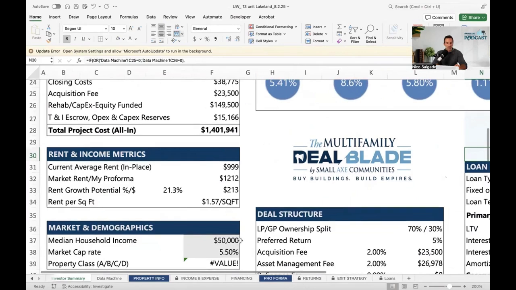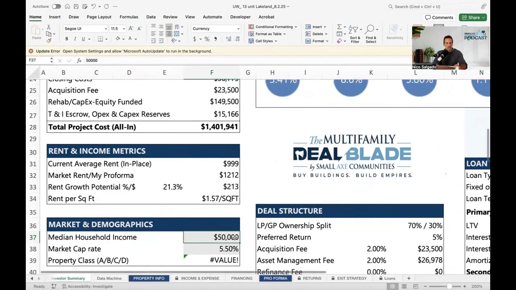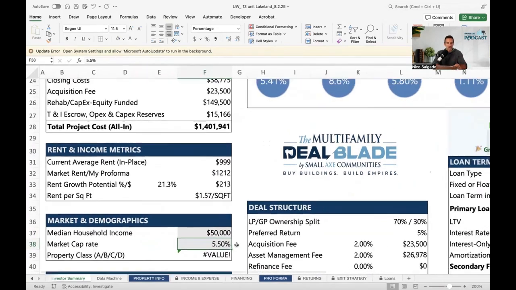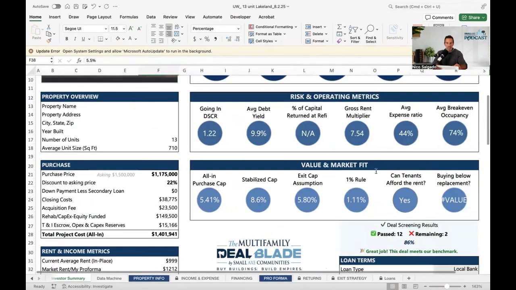You have to input that yourself. You get it from FFIEC or GeoMap, and you put in that median household income. If they can afford the rents, it's going to say yes. If they can't, it's going to say no. What is today's market cap rate? Is it 5.5%? Is it 6.5%? Is it 8%? You put that in here, and some of the metrics will be factored in based on it.